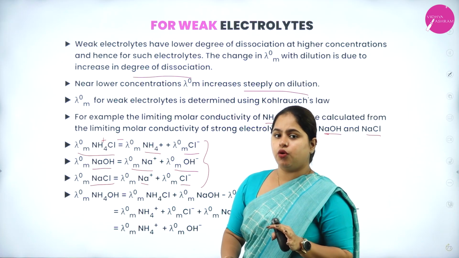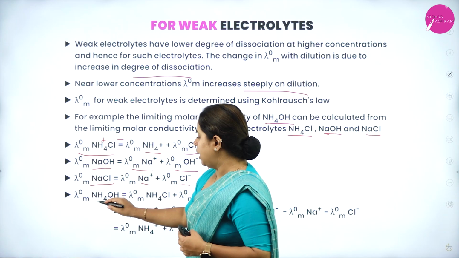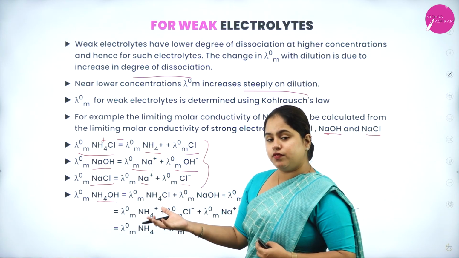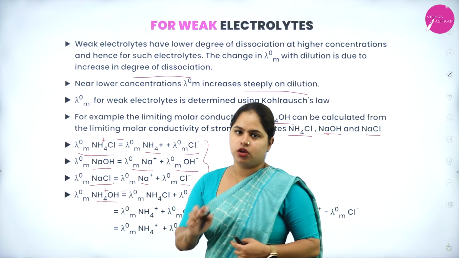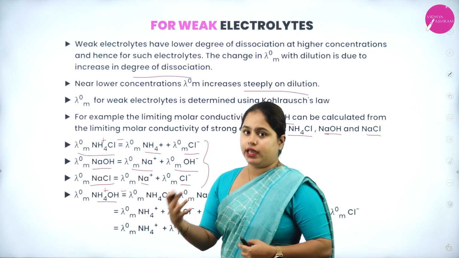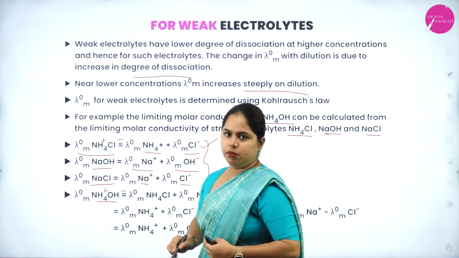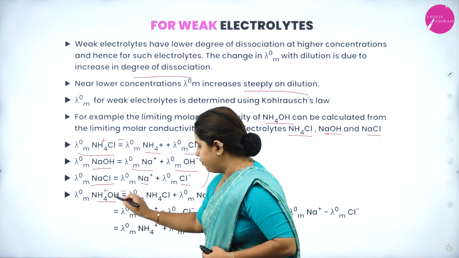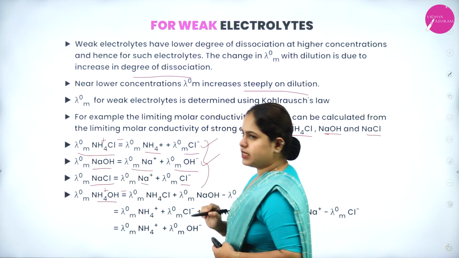Now, the question asks you to calculate the limiting molar conductivity of ammonium hydroxide, NH4OH. To calculate this, which ions do I require? I need NH4 plus and OH minus. Those are the two ions that I require. So, out of these three strong electrolytes, where can I find NH4 plus? It is this one, ammonium chloride. And where can I find the hydroxide ion OH minus? That is this particular equation, the second one, right?